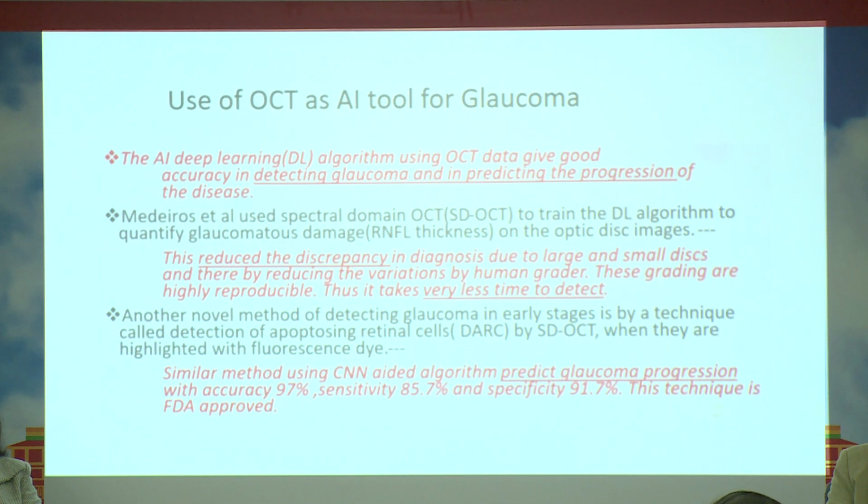Another novel method of detecting glaucoma in the early stage is the technique called detection of apoptosing retinal cells, that is DARC, by SD-OCT when they are highlighted with a fluorescent dye.